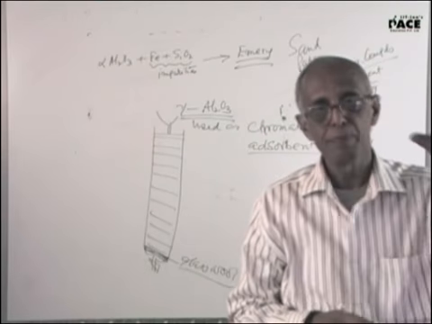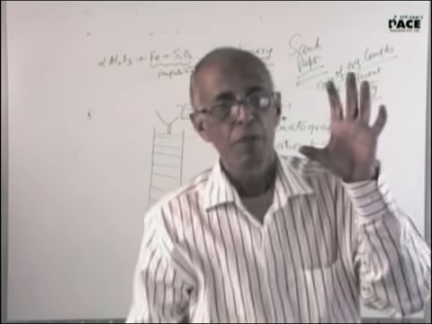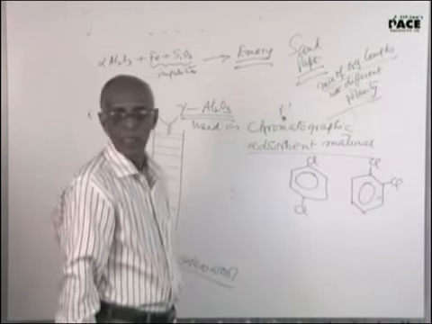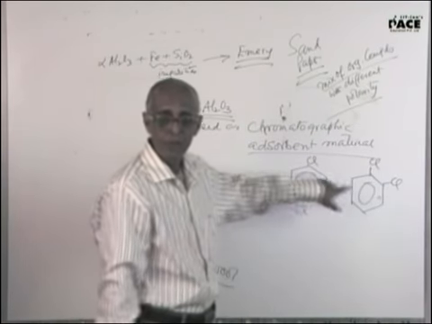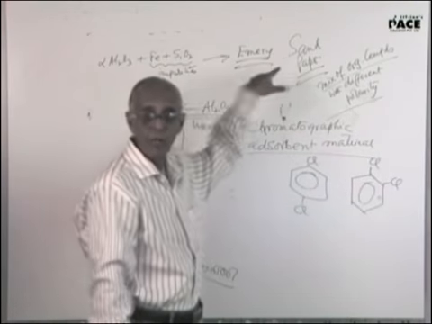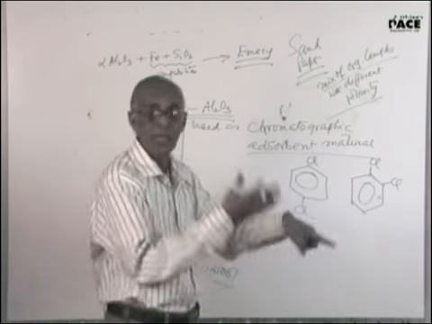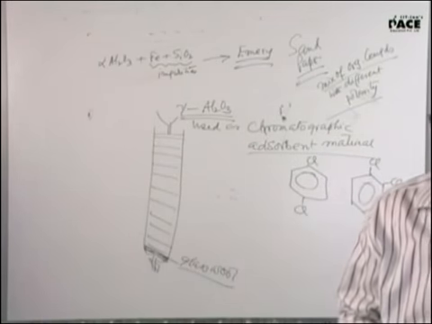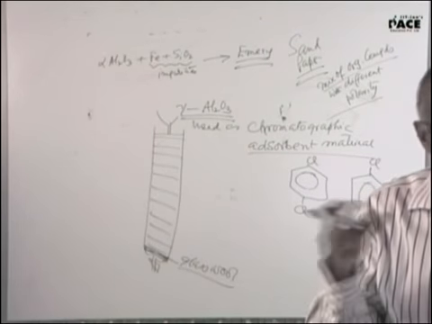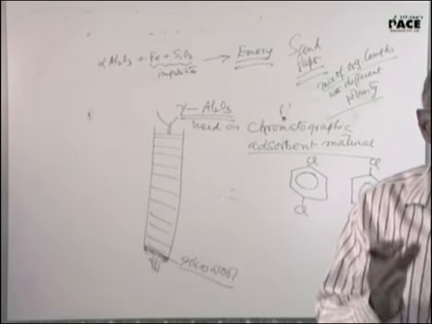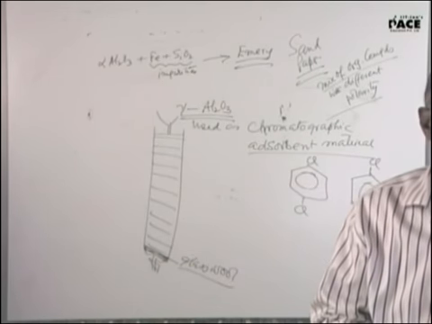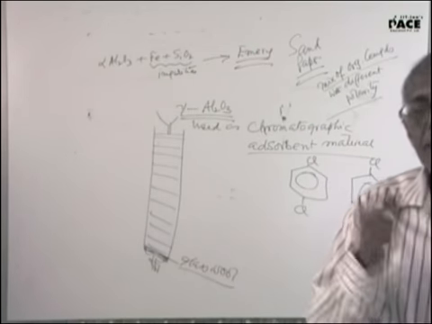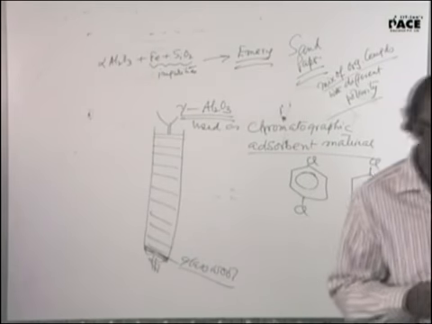Suppose I have a mixture of orthodichlorobenzene and paradichlorobenzene. The para one will not have a dipole moment, but the ortho one will have. So the ortho one will remain on the column bed for a longer period, and the para one will come out first. So this is the material which is used to separate mixtures of organic compounds having different polarities. They are called chromatographic adsorbent material, and gamma alumina is used as an adsorbent material.